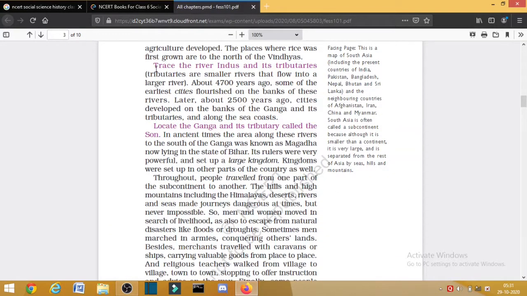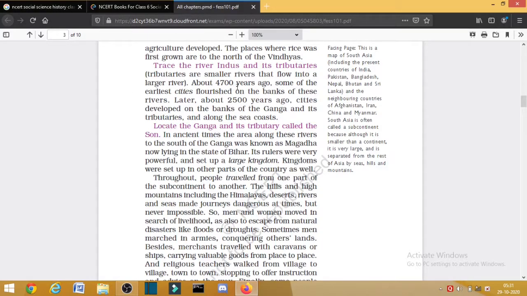Trace the river Indus and its tributaries. Tributaries means branches of the river Indus. Yes, trees have different branches. Likewise, the Indus has its tributaries. Tributaries are smaller rivers that flow into a larger river. If several branches go out, these branches are called the tributaries of the river.